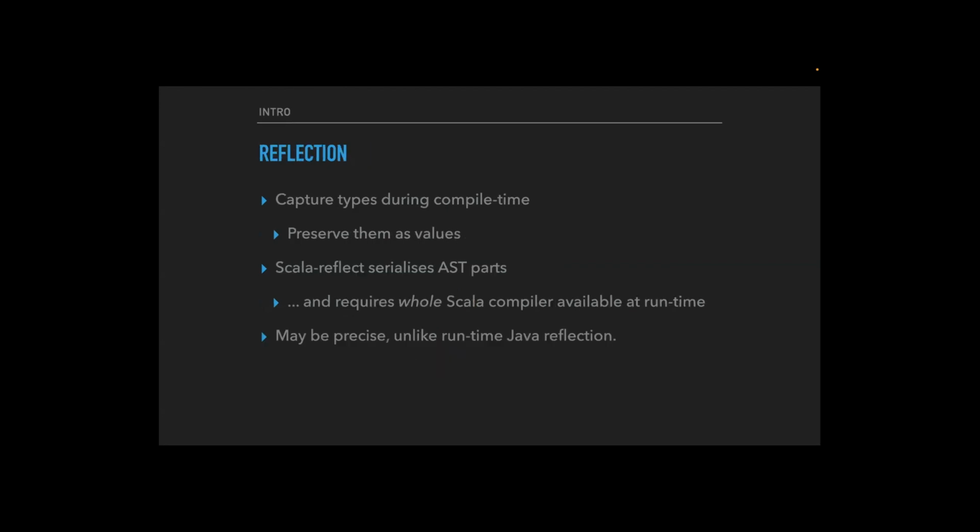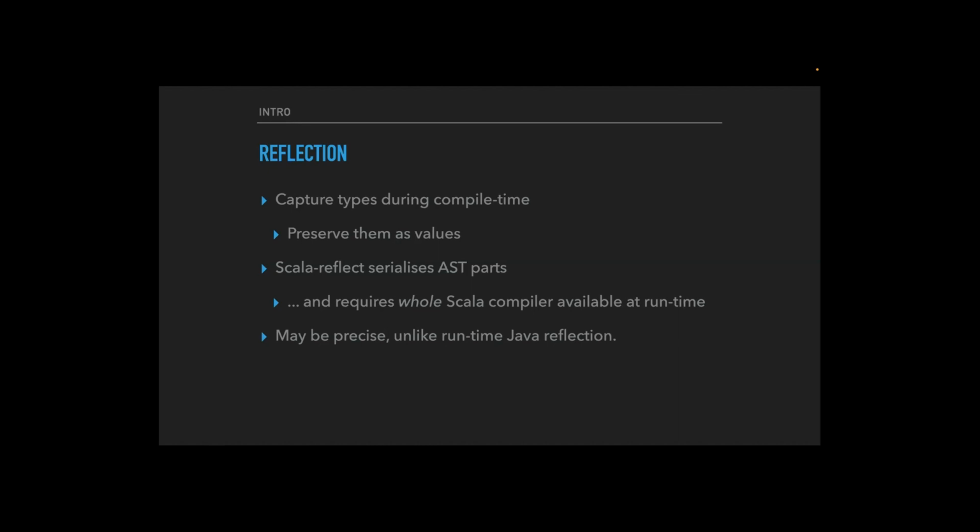And reflection is a mechanism which allows us to access type information during program runtime. Reflection requires type information to be captured during compile time and then serialized as values accessible during runtime. Unlike Java reflection, compile time reflection in Scala may be precise, not bound by the rules of type erasure.